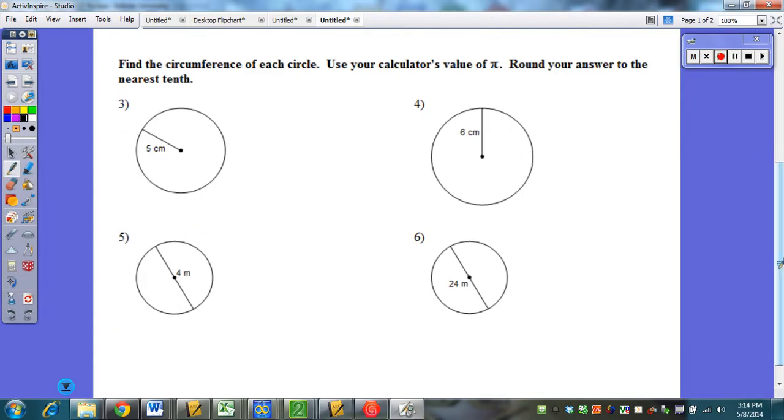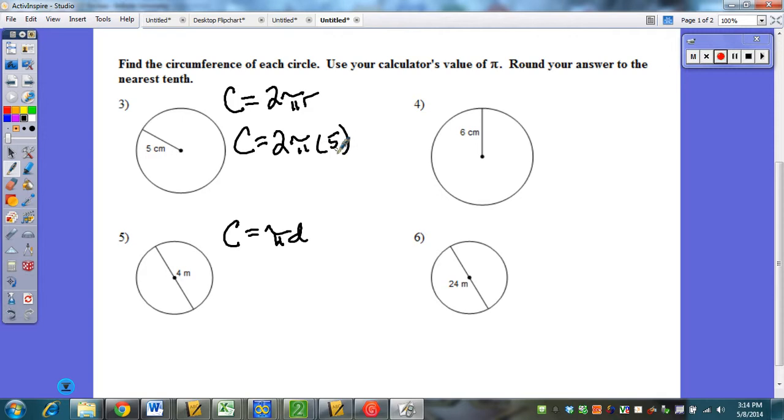So I'm going to just do 2 of these right here, not all 4 of them. So again, this is my radius right here. So we can find circumference if we use the radius by 2 pi r, or we can find the circumference if we have the diameter by finding pi d. So in this case, we have c equals 2 pi times 5.